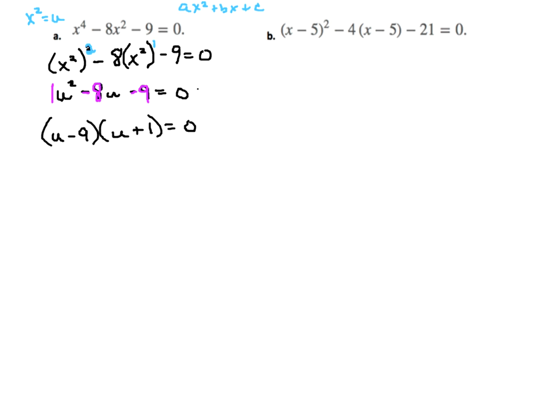All right, so now we have our zero product property that we can use. u minus 9 equals 0, u plus 1 equals 0. So in this case, u is equal to 9, and in this case, u is equal to negative 1. Those are not our solutions, though, because remember we substituted. Now we're going to bring back in the fact that what we originally substituted was that x squared was equal to u. So x squared equals 9, and x squared equals negative 1.